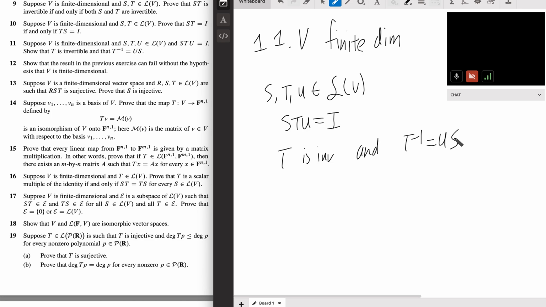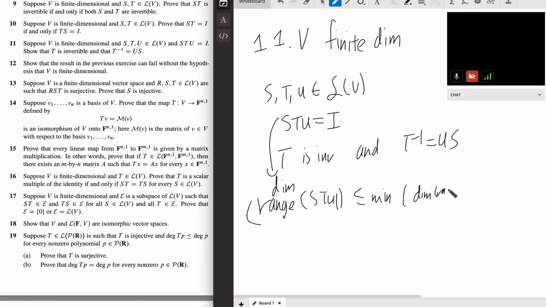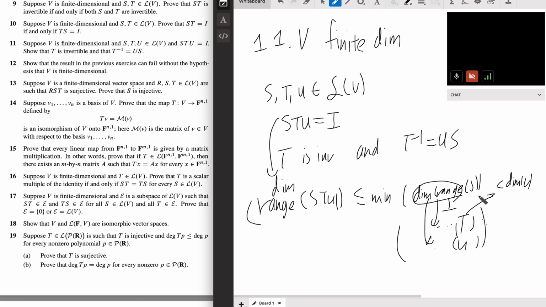So in fact, I think right off the bat, you can say T must be surjective, because if it is not, then the dimension of the range of STU is bounded by the minimum of the dimension of the range of S, and the same for T and U as well, right? But then if T has a dimension less than the dimension of V, it's not going to work, right? So that means T is surjective.